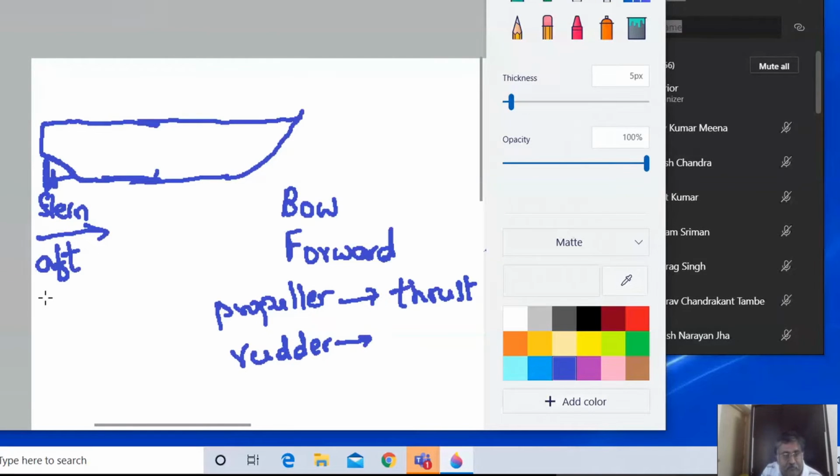So here we have the starboard and port side of the ship. So starboard is the right hand side and port is the left hand side, as you look from behind, looking forward. So this is also known. Once you know this, then we talk about something known as the principal dimensions of the ship.